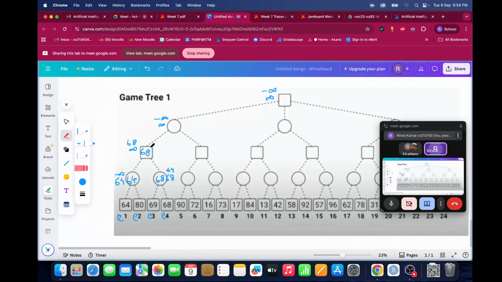Okay, agree with me till this point? Yes. Now this max node will return the 68 value to its parent min node, and its beta value will get updated from plus infinity to 68. Do you agree with me? Yes.